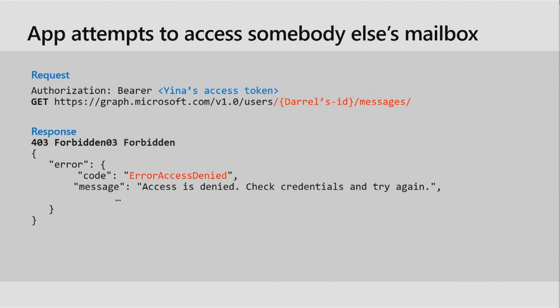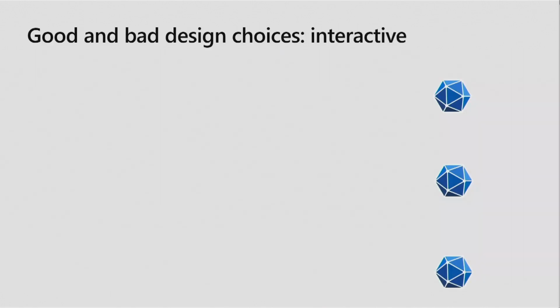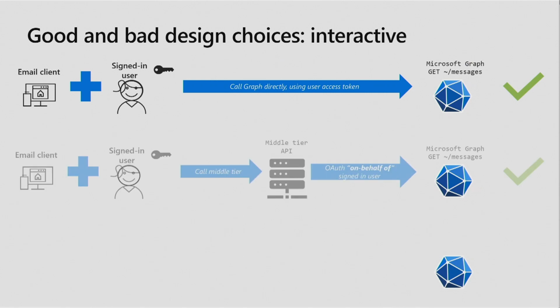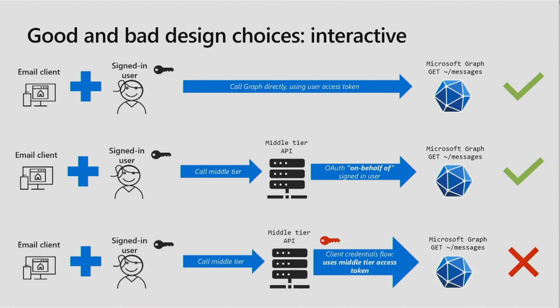Now, let's take a look at when it comes to interactive applications. First, if you have an email client that has a signed-in user and it's calling Microsoft Graph directly, this is a good thing to do. If you have a middle tier application, then in this case, you will use an on-behalf-of flow. There's always this concept of the user being present in your request. Now, the thing that you don't want to be doing is having a middle tier application where your middle tier is using an app-only flow, in which you get into lots of problems, because there's no further security trimming being done to the data that you're receiving.